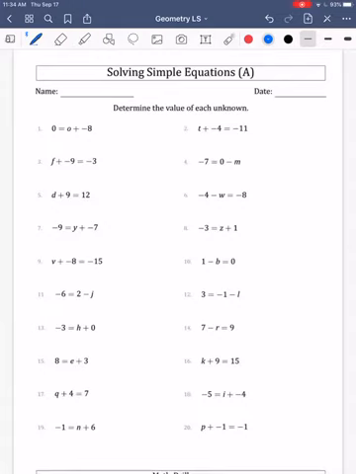So the first equation says 0 equals O plus negative 8. I don't like when an equation uses the variable O because it does look like a 0, but you can tell the difference in size here. All right, so we're going to solve for O.